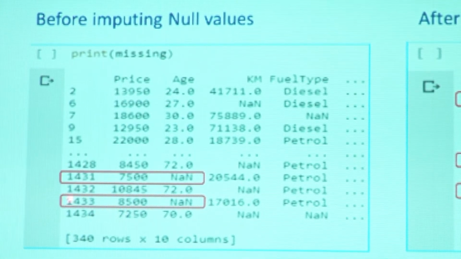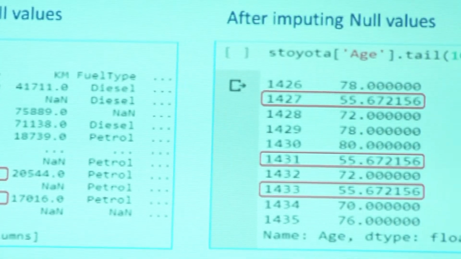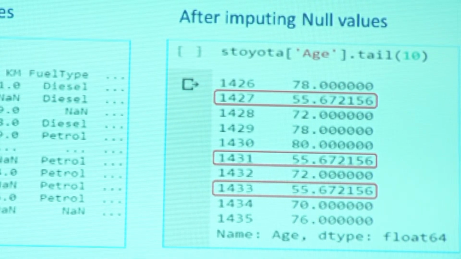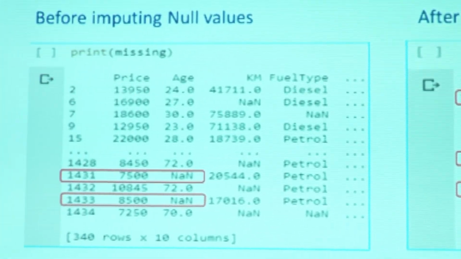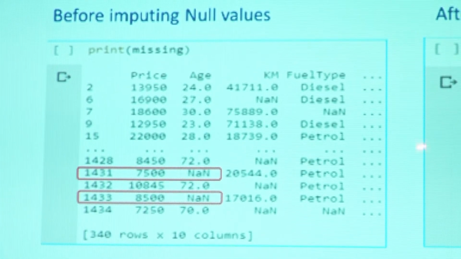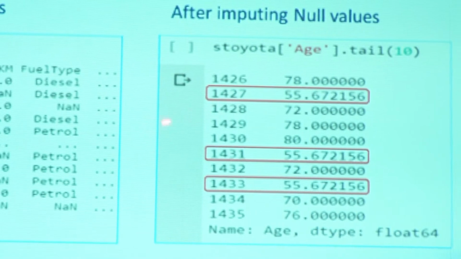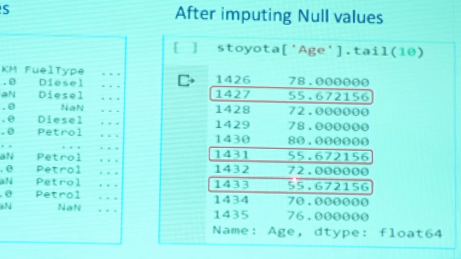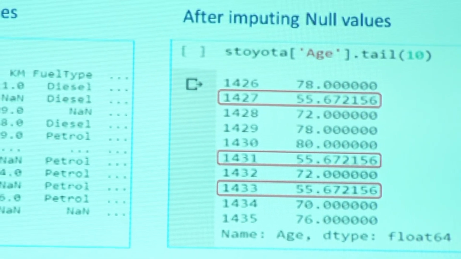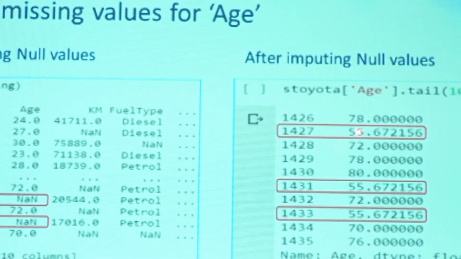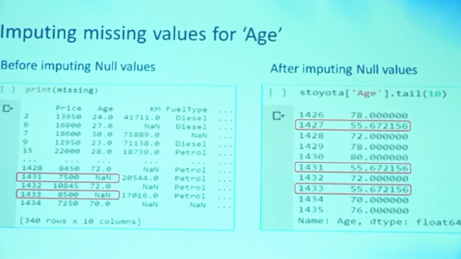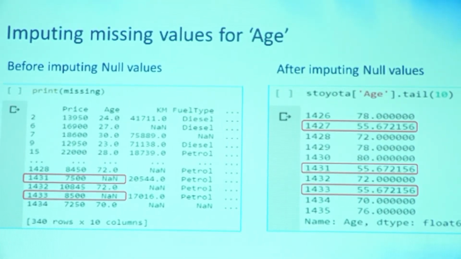You can see here, 1431 was having a missing value of NaN in age. When you saw the tail of your data frame yesterday, that has now been replaced with the mean. You can see 1427, 1431, 1433 positions, all of them were missing values. Now they have been imputed with their mean value. So there are no null values now. Clear everybody? Right.